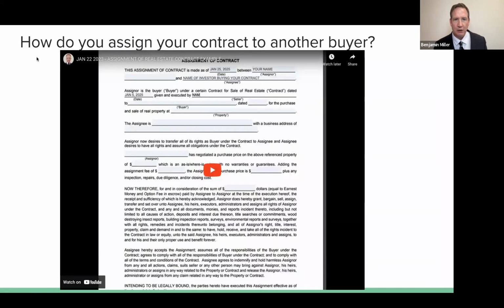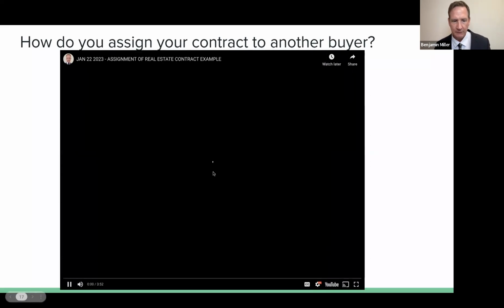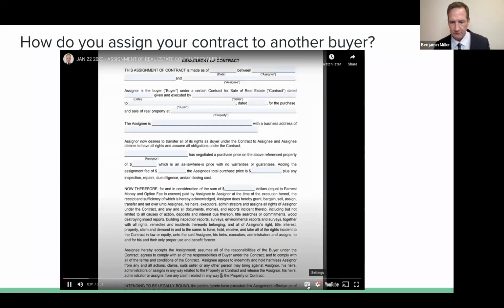Here's an example of an assignable contract, and I'm going to show a clip here on how this is filled out. It's every country this exists in. You can find assignable contracts in any country, so this is not just the United States. This would be the UK, Germany, Ukraine, any country. They have assignable contracts, or an assignment of contract.